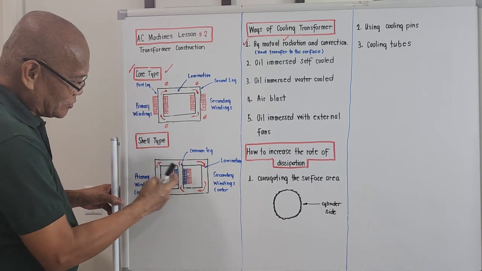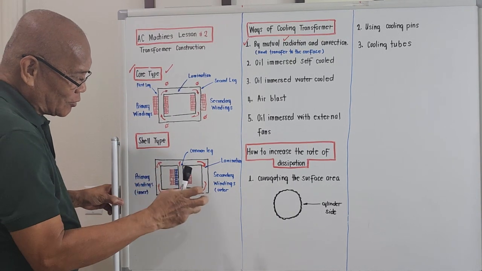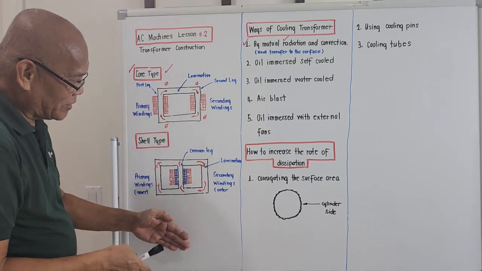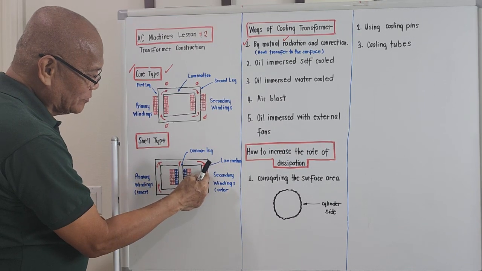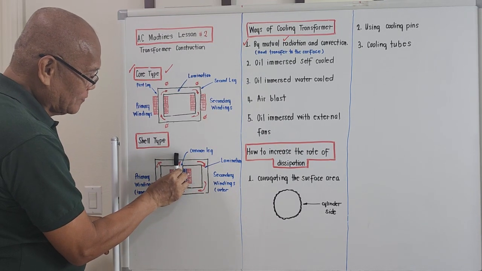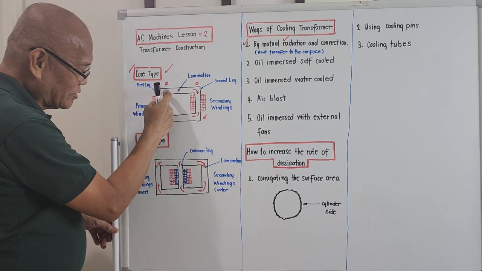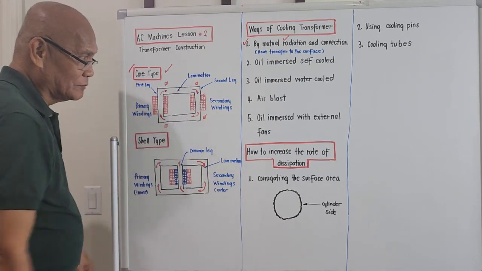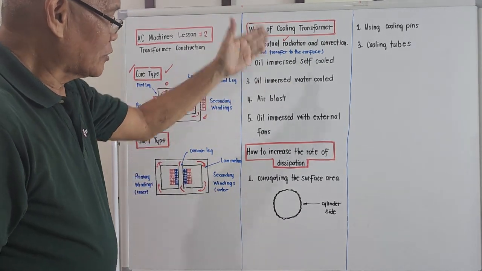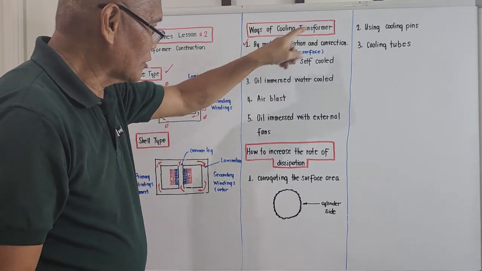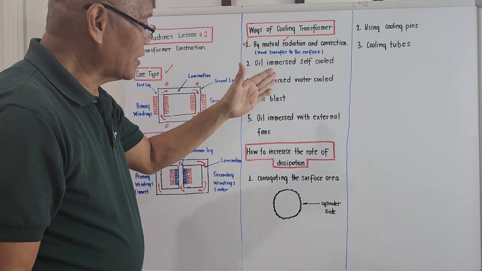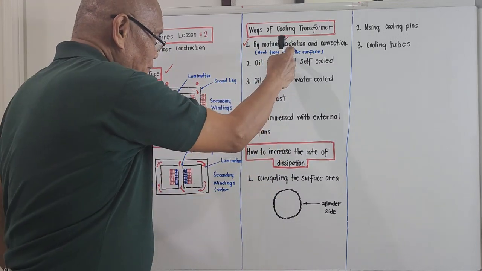So the inner one is the primary. The outer one, this is a cross section, okay? This is the secondary winding. This is the lamination. We call this the common line. This is the lamination also in which the magnetic flux is circulated. The ways of cooling a transformer, I will repeat it for the last time: by radiation and convection. It's the normal heat transfer to the surface.